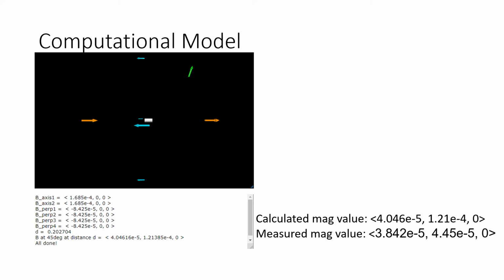So this is probably due to the Earth's magnetic field, although I've already subtracted the Earth's magnetic field from my measured value. And the other difference might be due to the magnetic field of other objects in my room. However, I think those differences are within an acceptable range.